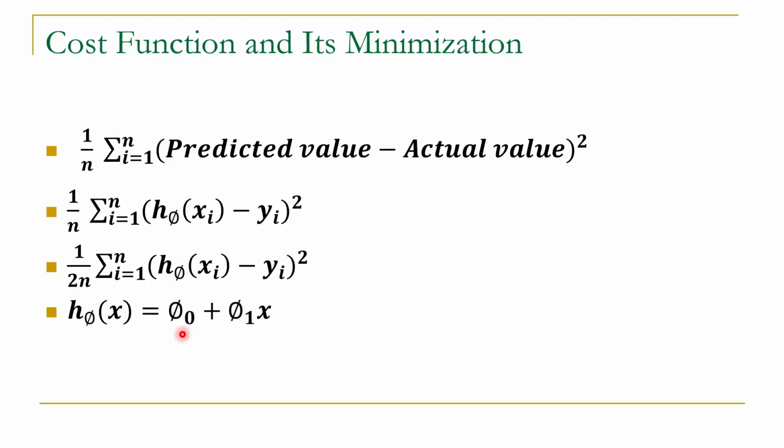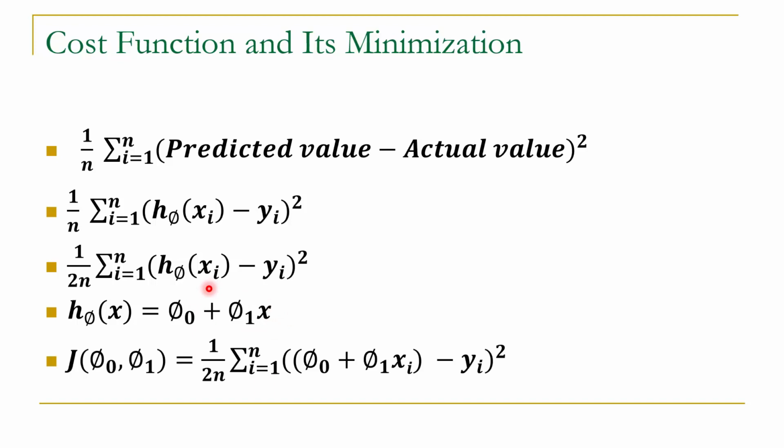The predicted value is obtained by the hypothesis function, and this is obtained from the equation of straight line, which is equal to phi naught plus phi 1 x. Here phi naught is constant while phi 1 is the slope, x is the input attribute. So based on this, we will obtain our predicted value.